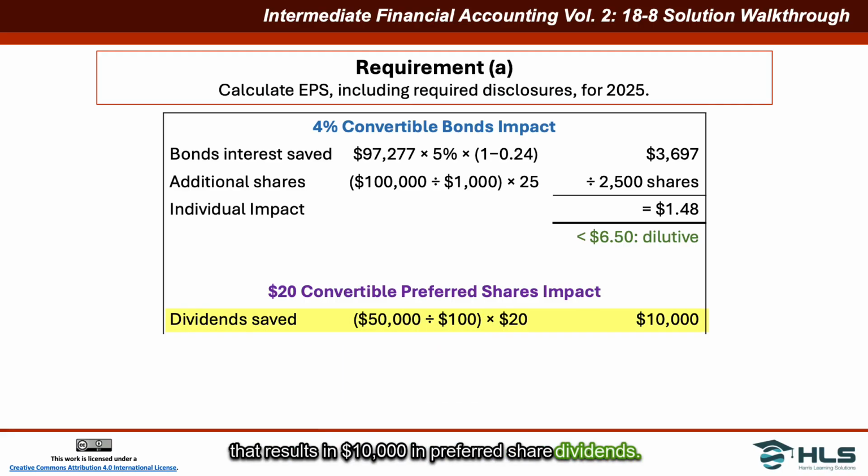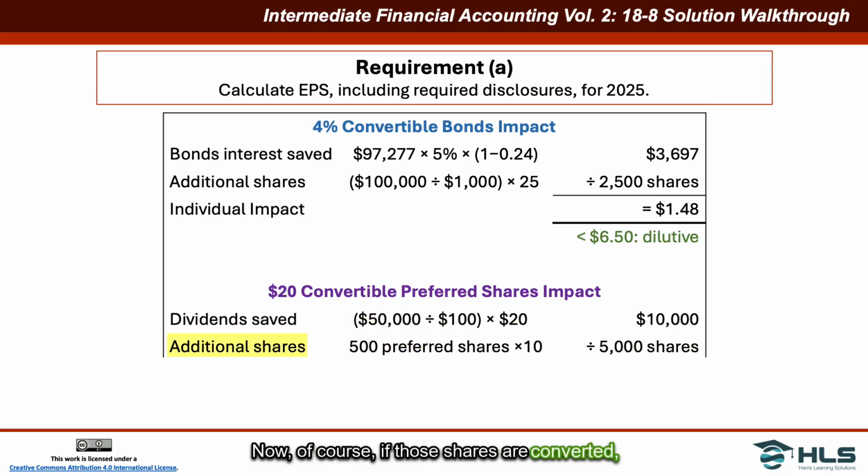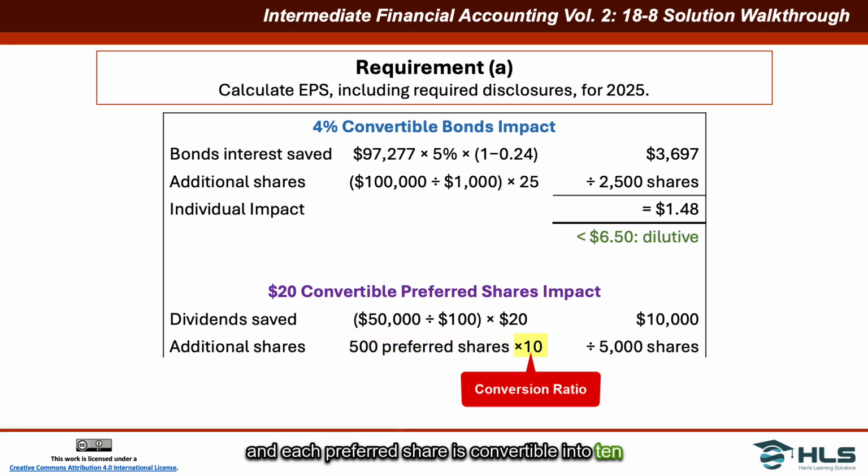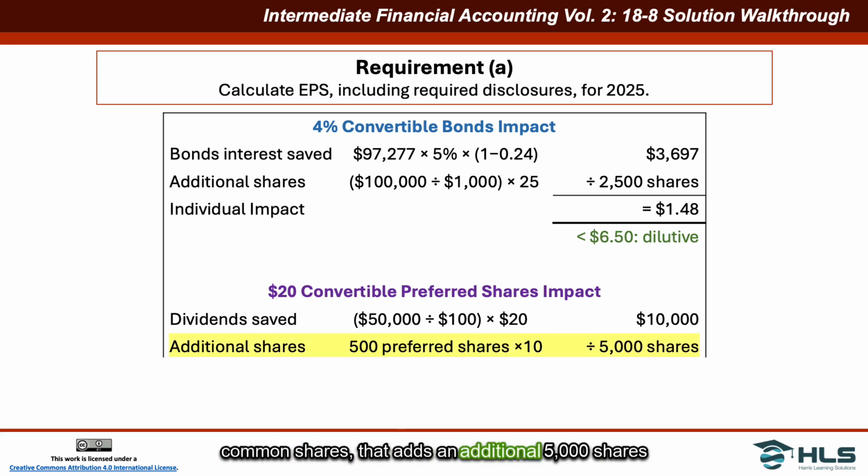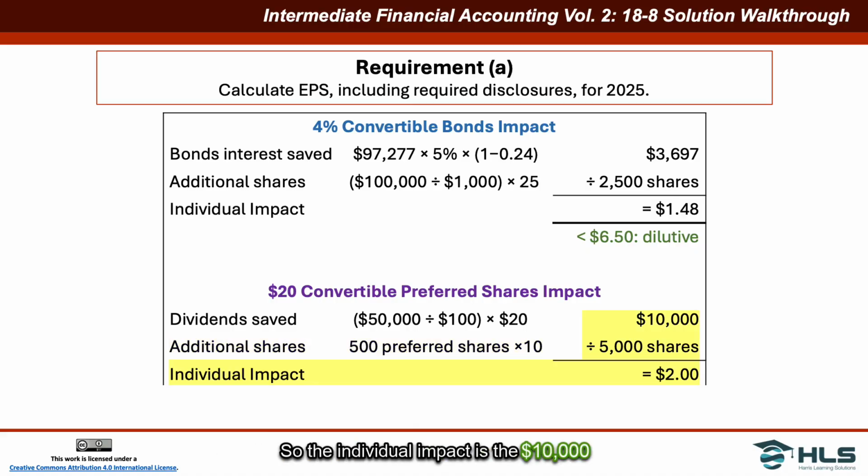Now, of course, if those shares are converted, that will increase the number of common shares. So if there are 500 preferred shares and each preferred share is convertible into 10 common shares, that adds an additional 5,000 shares to the pot. So the individual impact is the $10,000 in dividends saved divided by the 5,000 additional number of shares issued. This results in an individual impact of $2 per share.